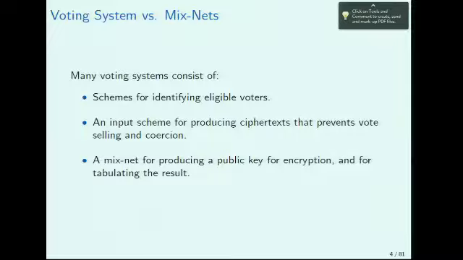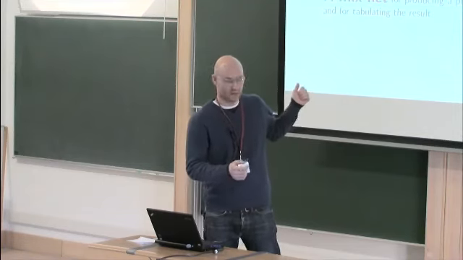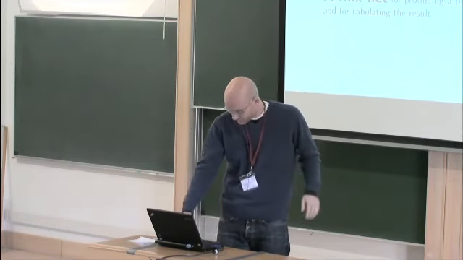So there are different voting systems out there, but one particular type of voting system consists basically of three parts. You have some scheme for identifying eligible voters, and you have a scheme for producing ciphertexts, encryptions of the ballot, of the vote, and then you have some scheme for tabulating, okay? And the tabulating scheme could be, there are basically two schemes, homomorphic tabulation and mixed-net tabulation, and this talk is about mixed-net tabulation, okay? So that's the context.